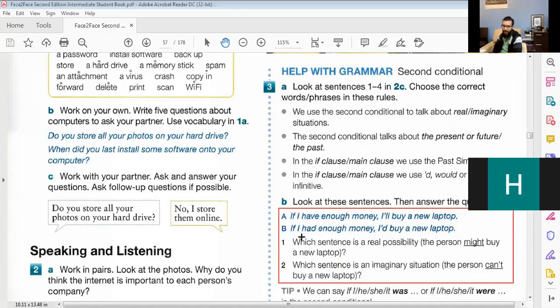But the second person here in sentence B, if I had enough money, I'd buy a new laptop. This person really doesn't have money. It's unlikely he will get money, but it's kind of like you're joking. You're saying, if I had money, I'd buy a Lamborghini. You don't really have money for a Lamborghini. So you're just talking about something completely imaginary. If you had money, you would buy a Lamborghini. So this is the idea.